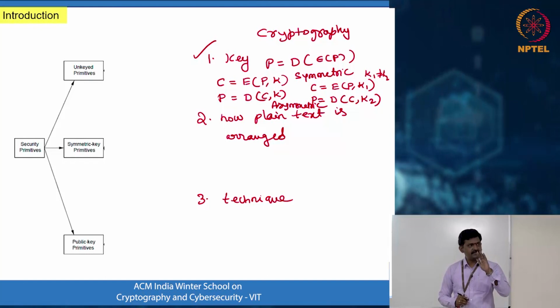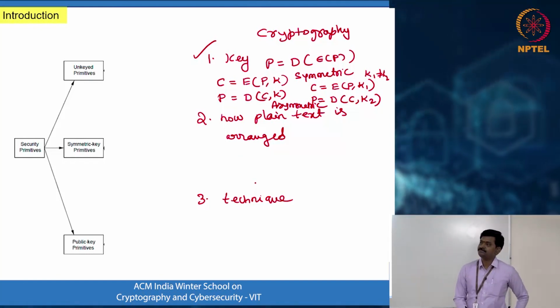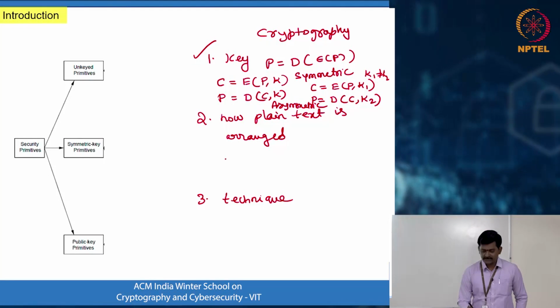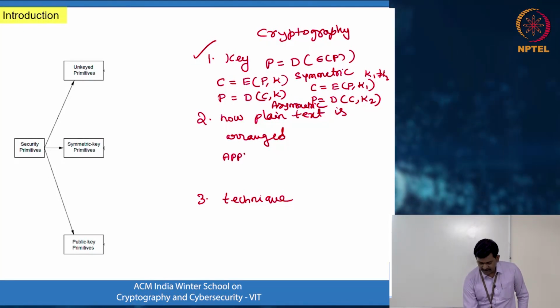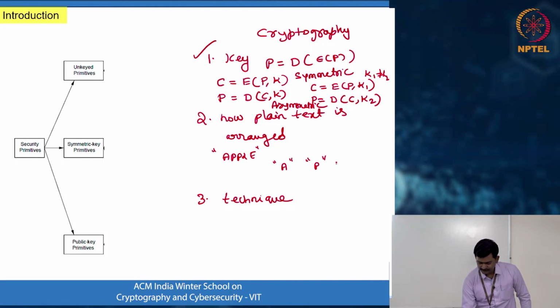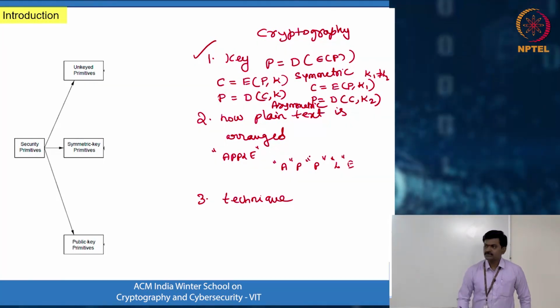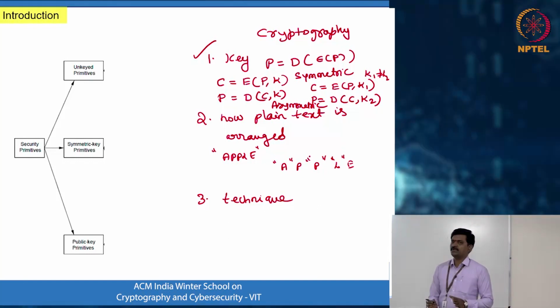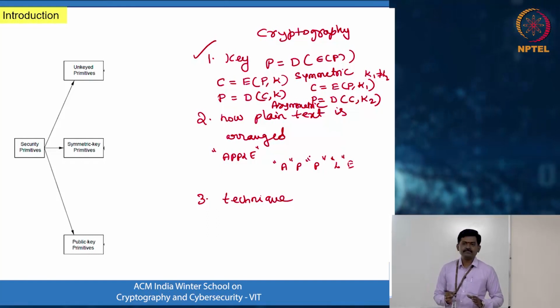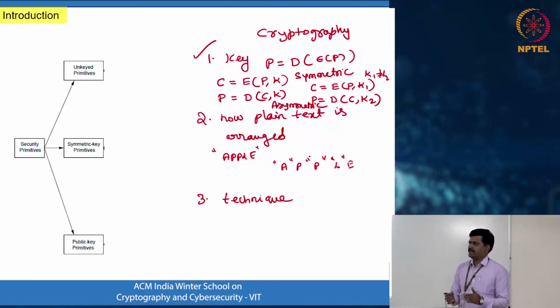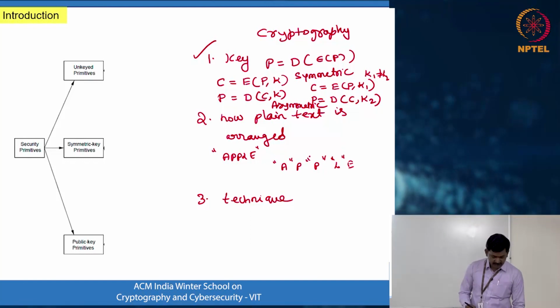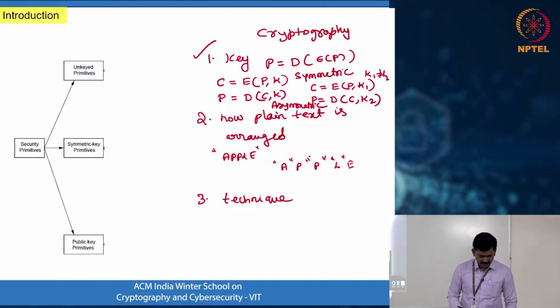Now the point is, the third dimension is how the plain text is arranged. So we said there is a way that you can give the input called apple, in the sense directly as a word. Then there is alphabet by alphabet. So that means either you give a word as such, or you take it alphabet by alphabet. Okay, what is the other dimension?